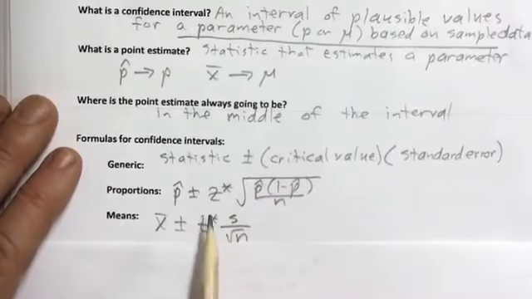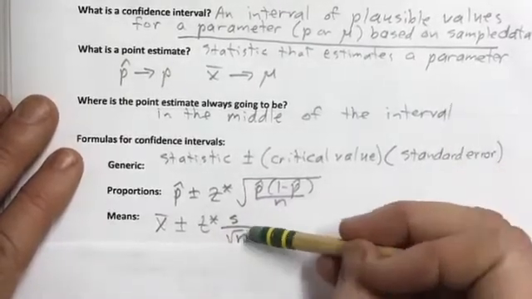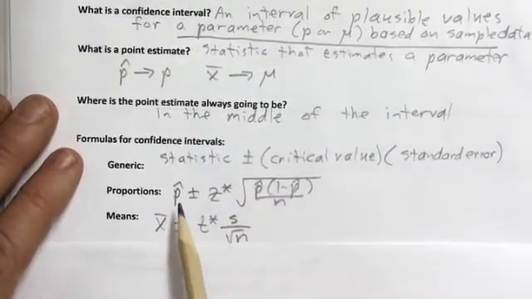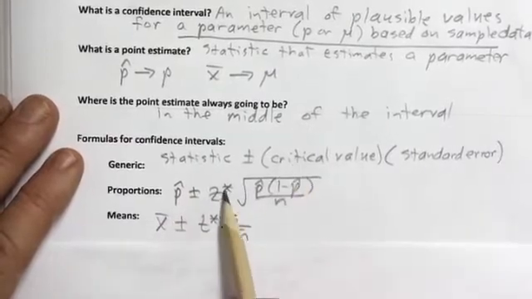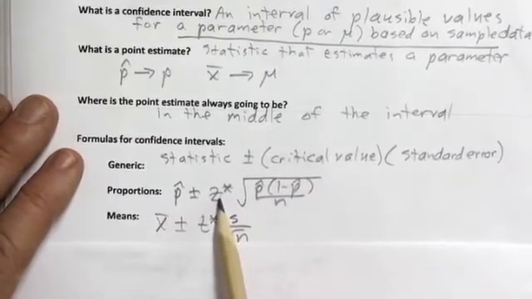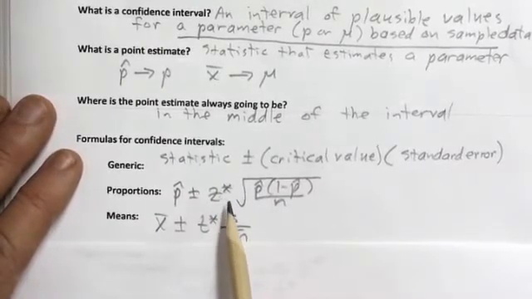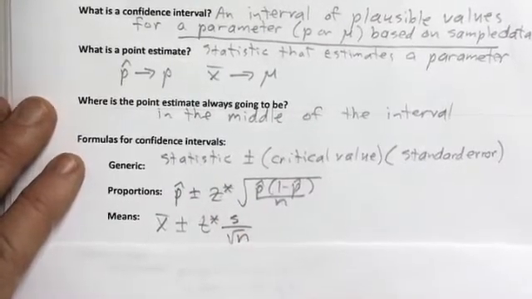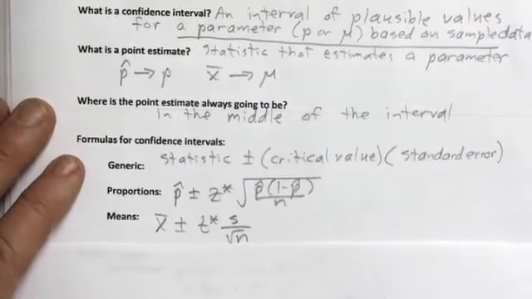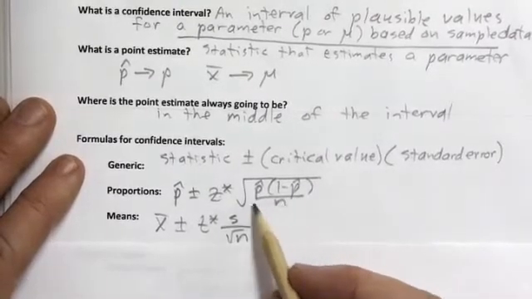And so for proportions, which is what we're doing this chapter, with means in future chapters, our statistic is P hat. Our critical value is what we're going to call a Z star. We can find that off of a table, and I'm going to show you how to do it. Or you can actually use your calculator to find it, and I'm going to show you how to do that in another video. And then there's the formula for the standard error.